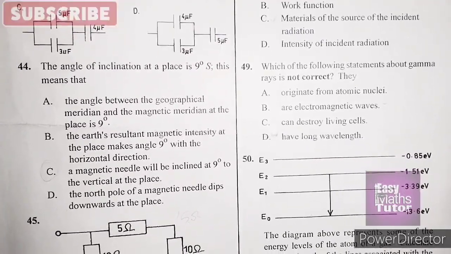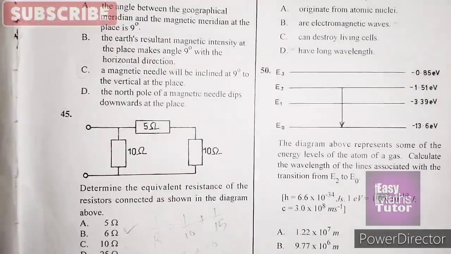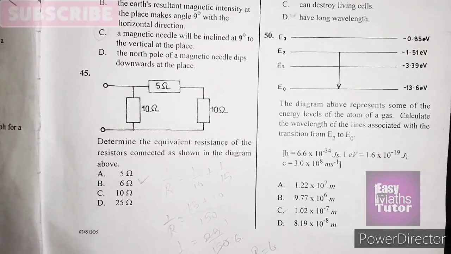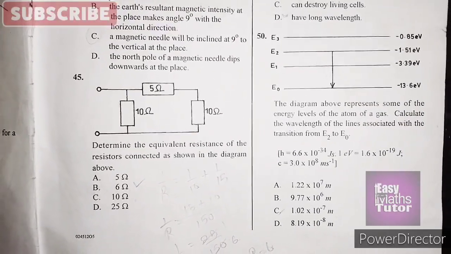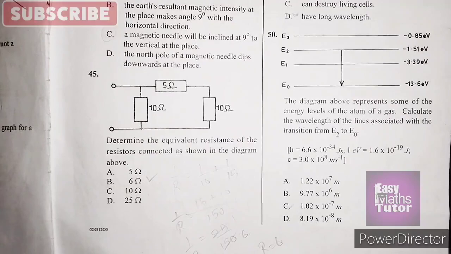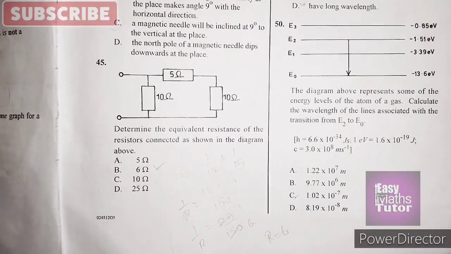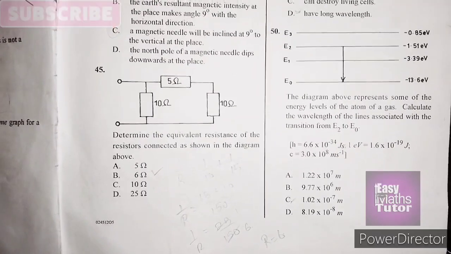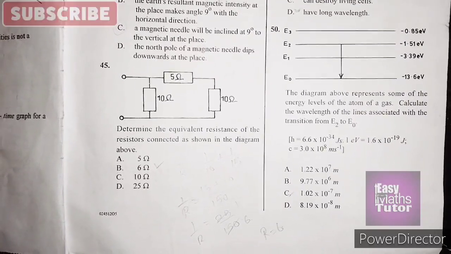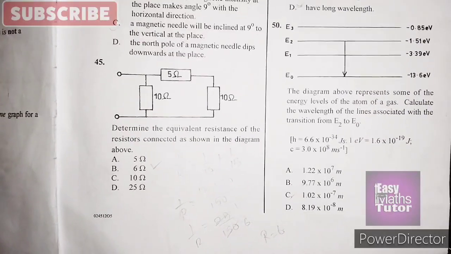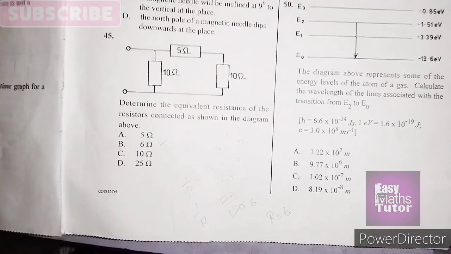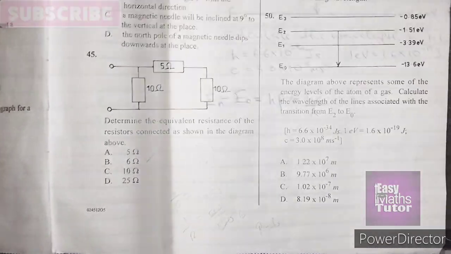And then question 50. We're investigating this diagram, right? The diagram above represents some of the energy levels of the atom of a gas. Calculate the wavelength of the lines associated with the transition from E2 to E0. In bracket, we have h equal to 6.6 times 10 raised to the power minus 34 joule per second. And then 1 eV is equal to 1.6 times 10 raised to the power minus 19 joules. And c, which is the velocity of light, is equal to 3 times 10 raised to the power 8 meter per second. So if we look at all the options, our answer.